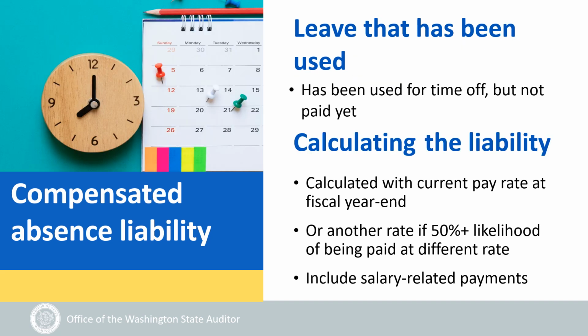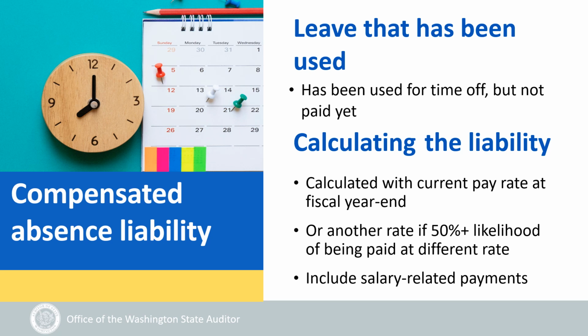In addition to leave that has not been used, you also need to look at leave that has been used but not paid yet. So that's like if someone takes a vacation the last week of December and you don't pay them until January. As a cash government that doesn't report a wages payable liability to SAO, you must include this in your compensated absence liability.